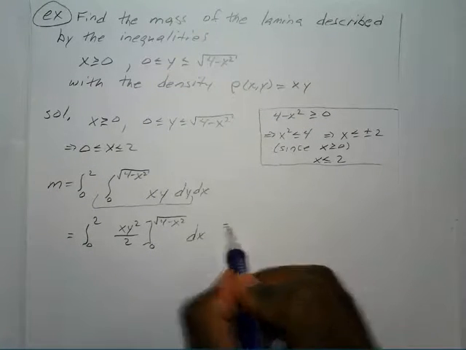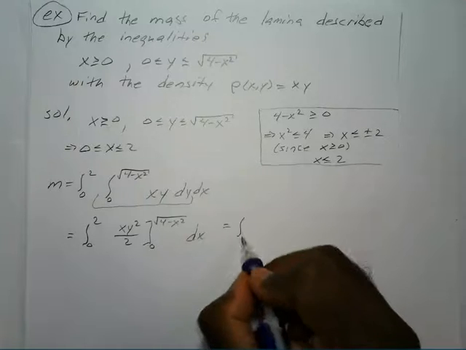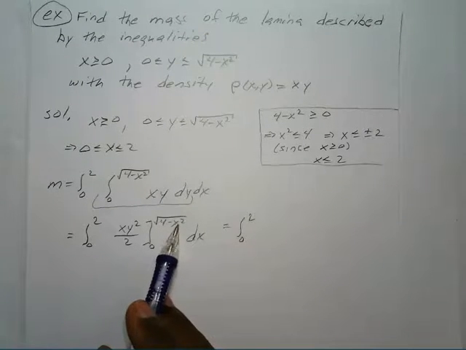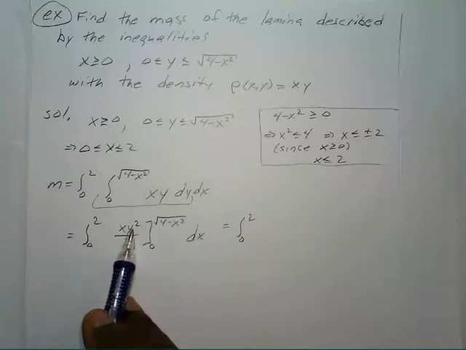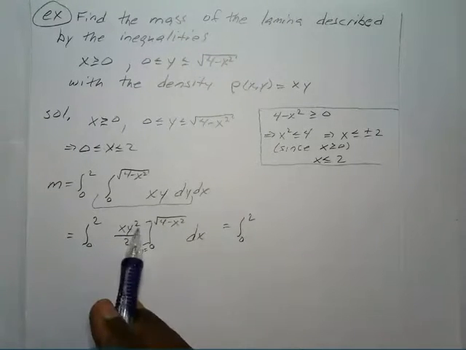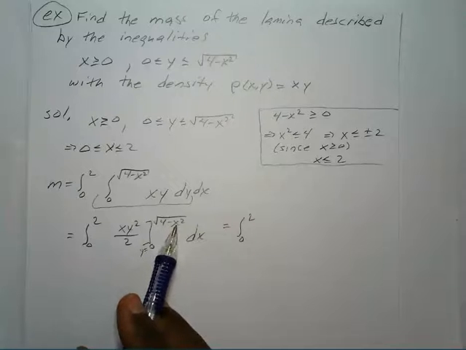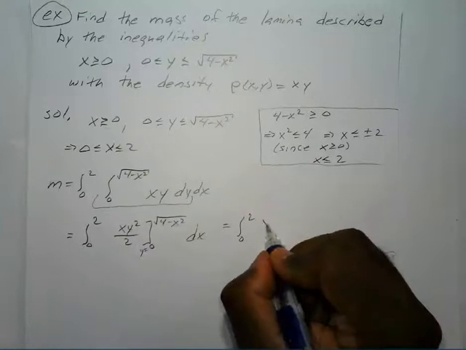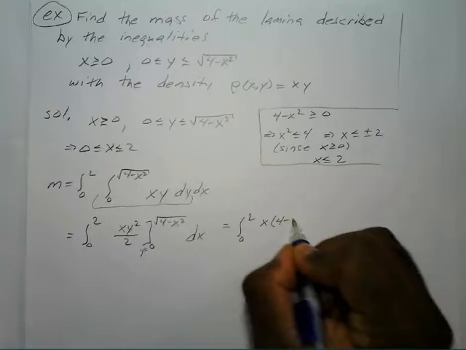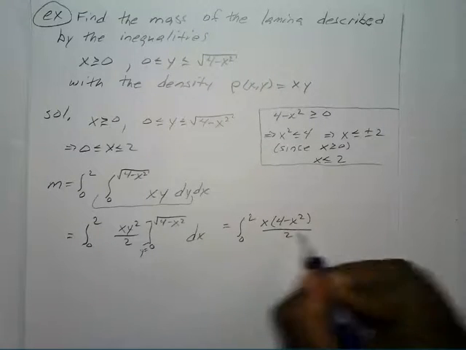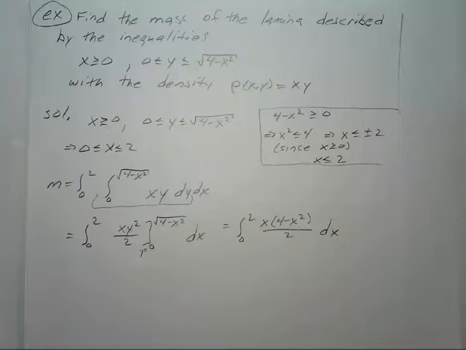So that is equal to the integral from 0 to 2 of the square root of 4 minus x squared, squared, because remember this is just our y equal to 0 and y equal there. The square root of 4 minus x squared, squared, is just 4 minus x squared, because the square and the exponent cancel each other out. So you have x times 4 minus x squared over 2, and our dx.